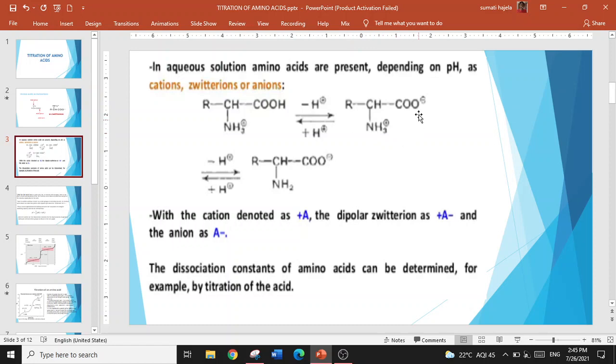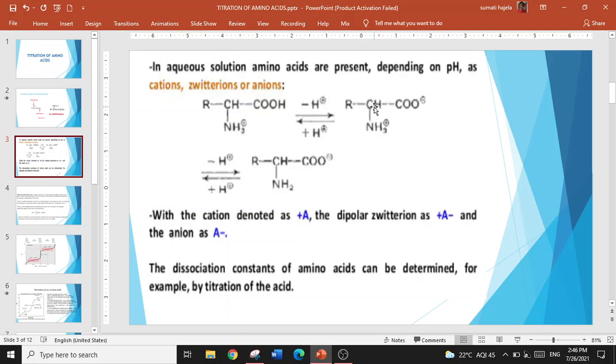So the zwitterion can exist at pI. pI is known as the isoelectric pH, and at this pH, this molecule remains neutral in charge because these two balance each other, and this species will not migrate to either anode or cathode when placed in an electric field.